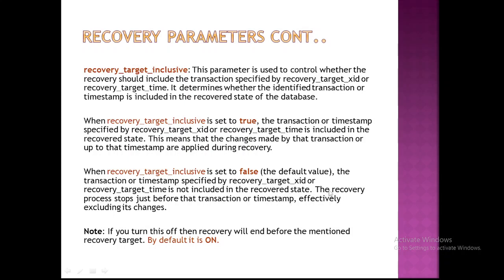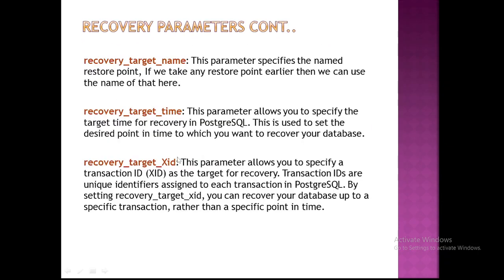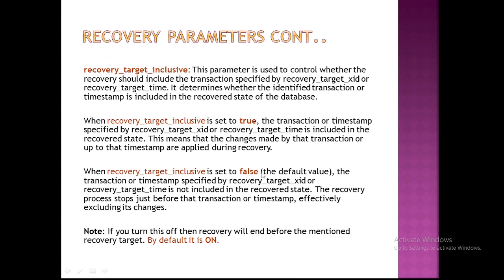So if you know that with a particular transaction ID your database gets corrupted, you put that transaction XID here, and then you set this parameter to false, so that you will get your database recovered to before that particular transaction. So this is the main parameter which controls all of them.